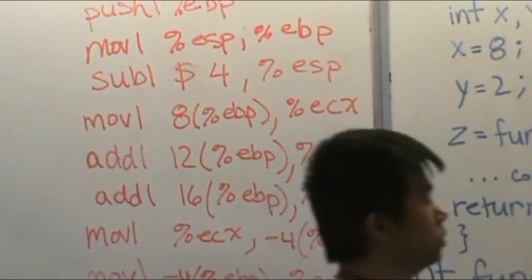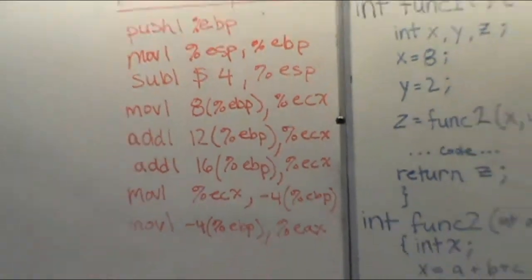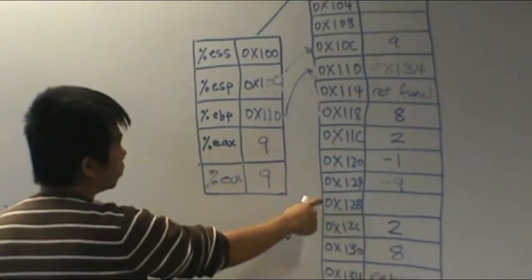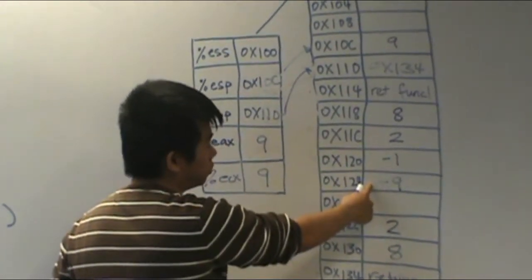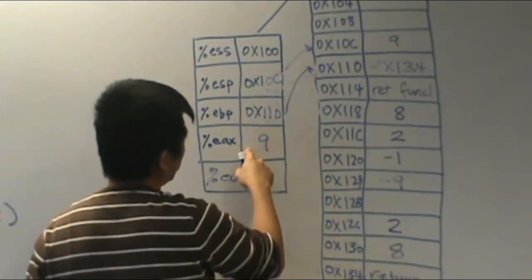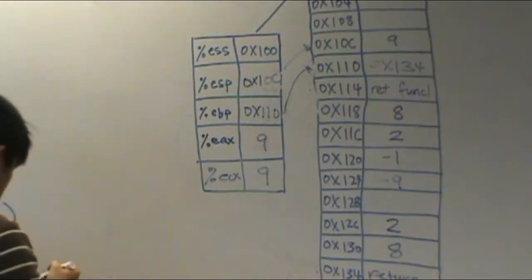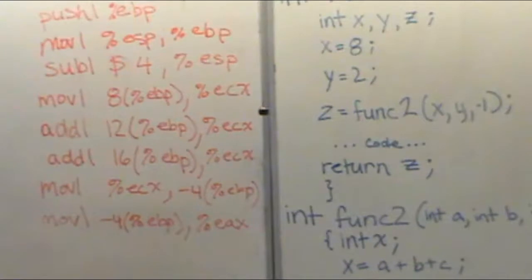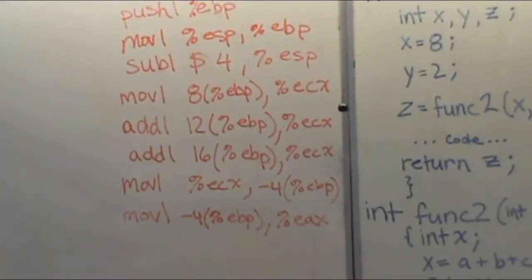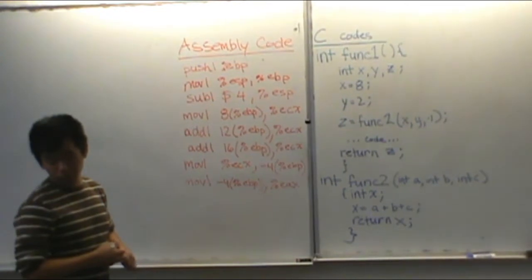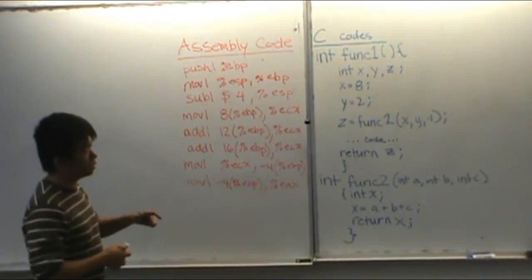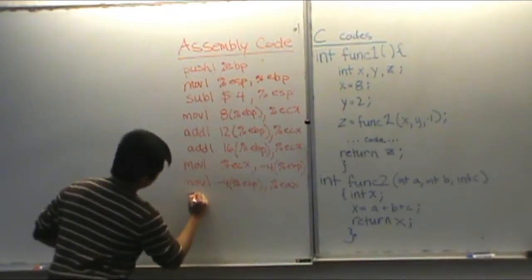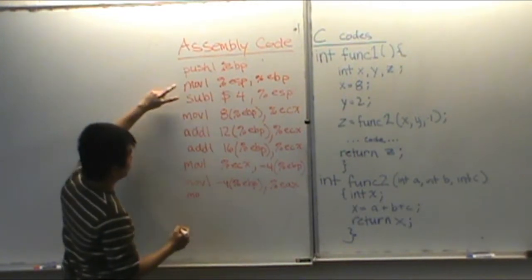So this will change the value here to 9, but it does not change the value of register A to 9, because it will be storing here, not where the stack is. So the next thing to do is to move EBP to ESP and then pop EBP.